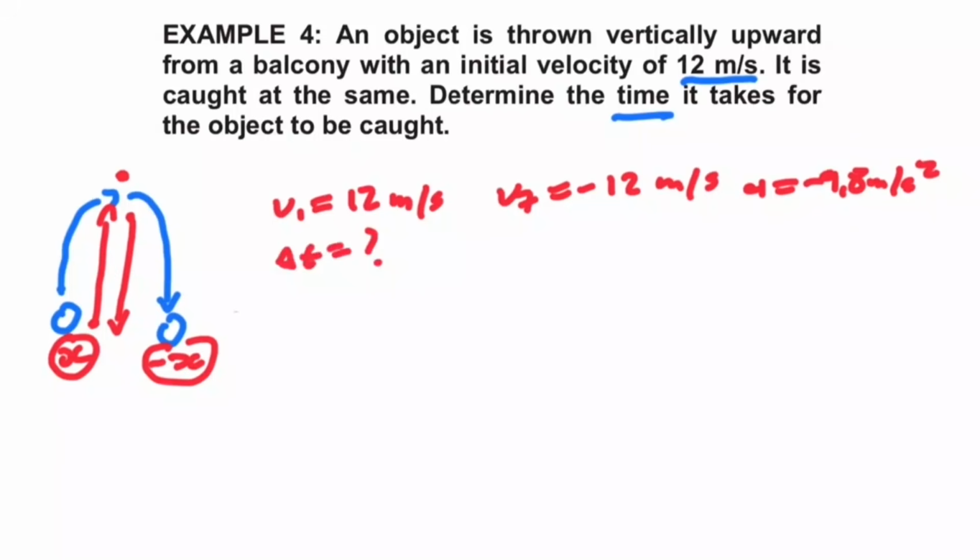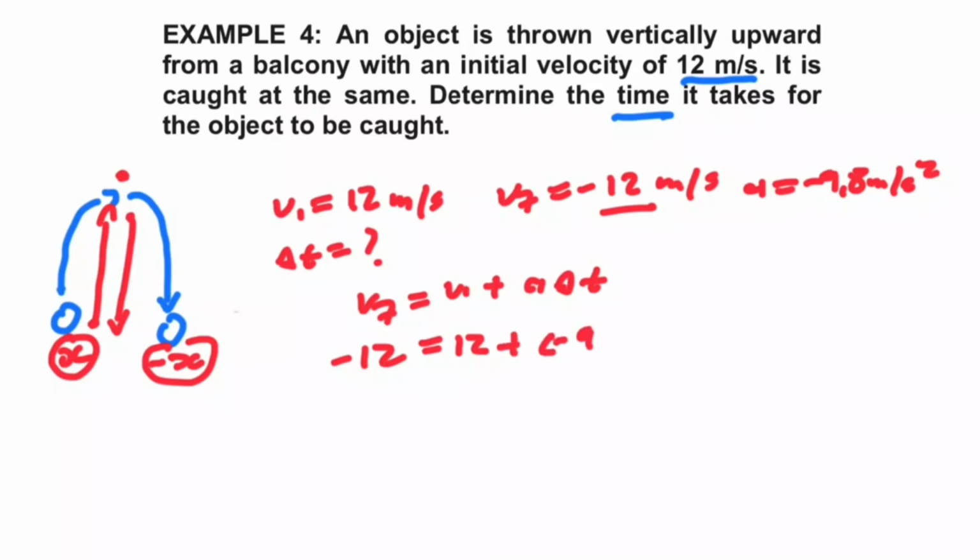Which equation can we use? The same equation we used previously. Vf is equal to Vi plus a delta t. Vf is minus 12 because when the object is going down, the velocity is going to be negative because we are taking up as positive. So we have minus 12 being equal to Vi. Vi is positive 12. So 12 plus the acceleration minus 9.8 multiplied by the change in time.